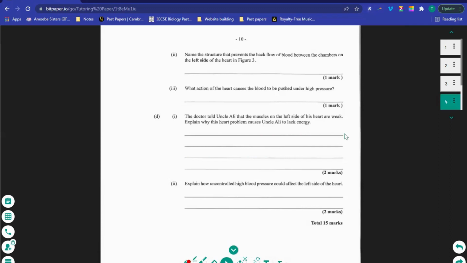And part 2, explain how uncontrolled high blood pressure could affect the left side of the heart. Remember, if someone has high blood pressure, then that means that it's going to be forcing their heart to work even harder than it should be working. So with this, what could happen to the left side of the heart is that the lower left heart chamber, which is your ventricle, could become very thick. Therefore, this is going to increase the risk of having any sort of heart problems like heart failure, cardiac arrest, etc.